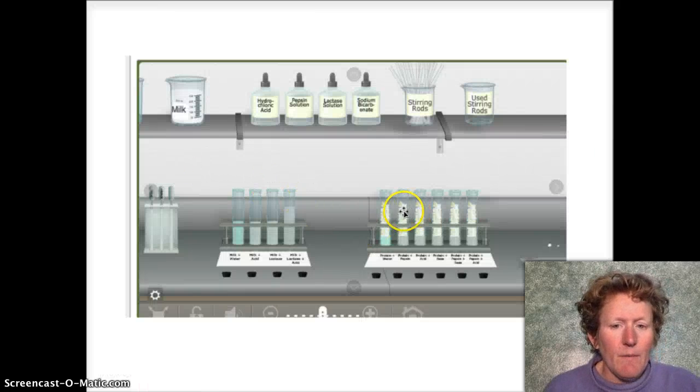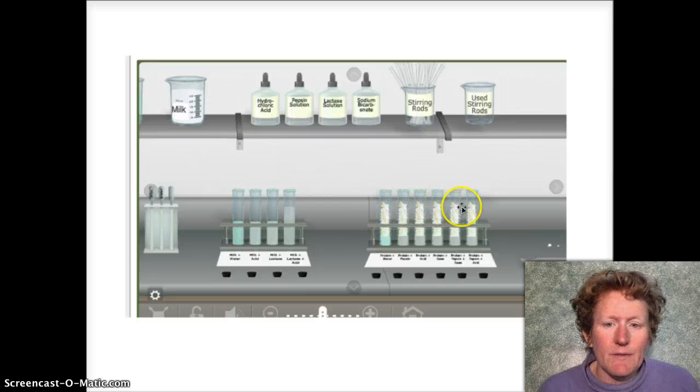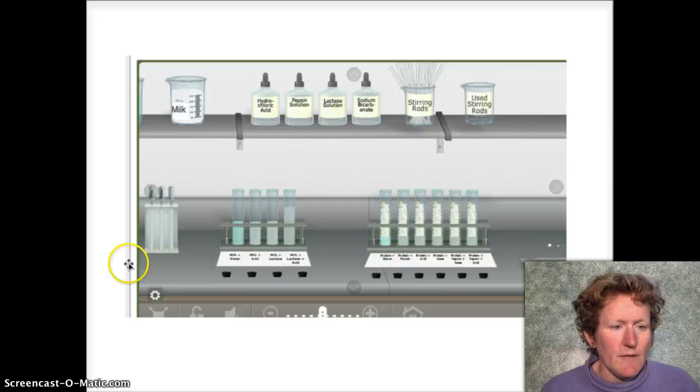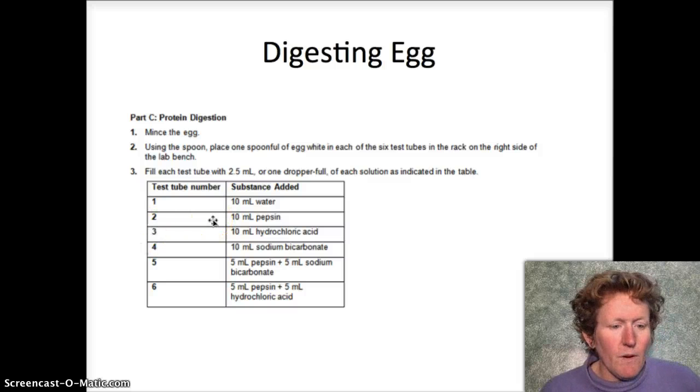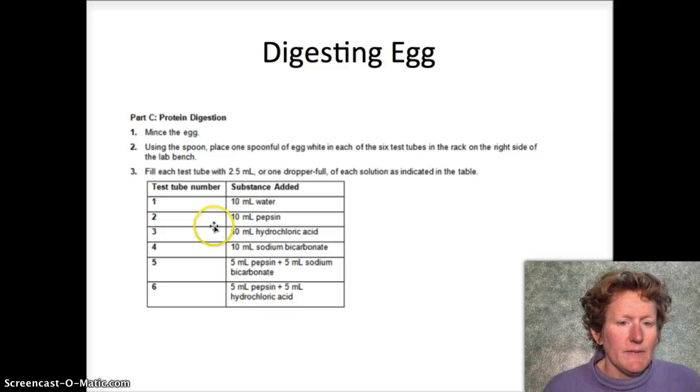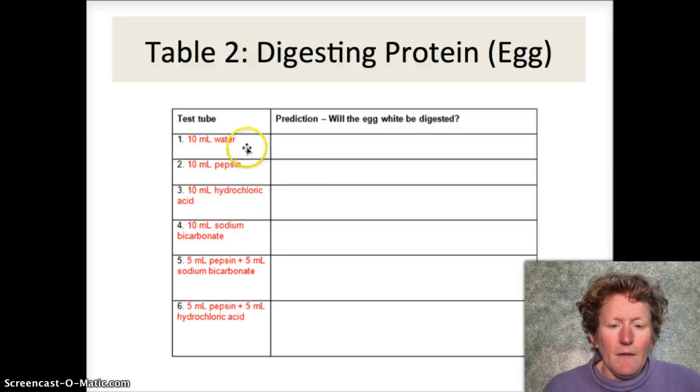So here's the lab. We're going to try to digest some eggs with the enzyme pepsin, and we're going to look at different conditions under which those eggs digest. Before we look at the experimental results, we're going to make some predictions based on what's in each test tube. In one of the test tubes, there's just water and eggs. There's pepsin in one of the test tubes.